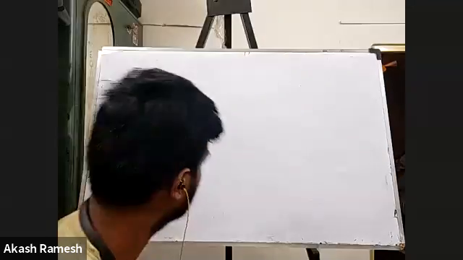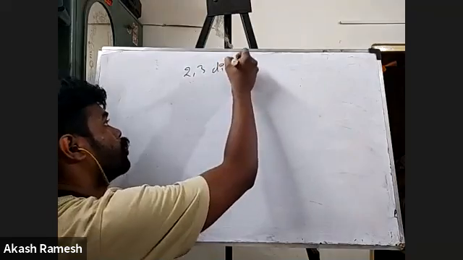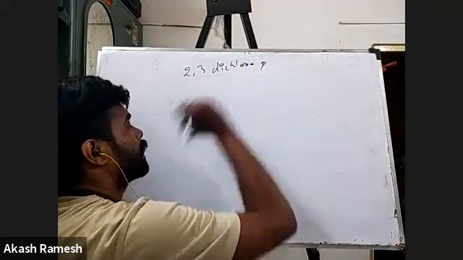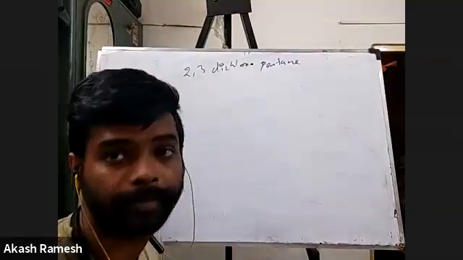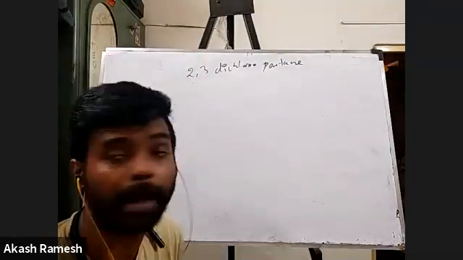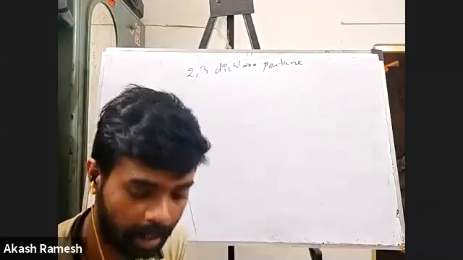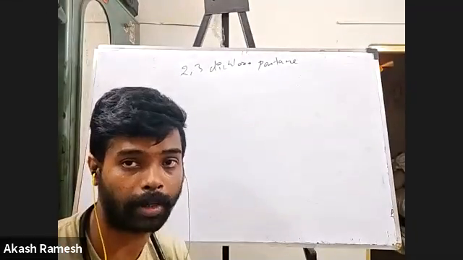Okay. So let me take 2,3 dichloropentane. Can I take pentane? Yeah, pentane, I'll take. Right. I have 2,3 dichloropentane. Okay. So let me draw the normal structure first. Then we'll go for the Fischer formula.